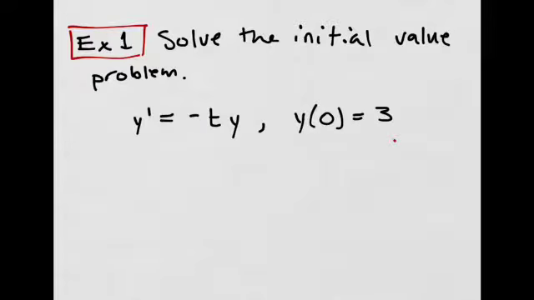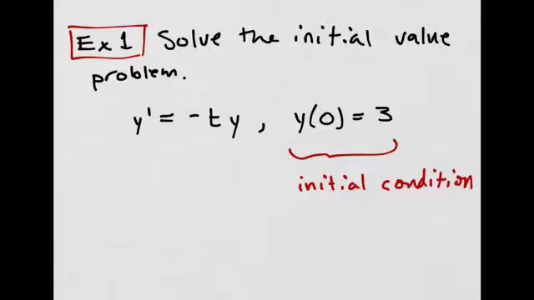So let's look at how to solve an initial value problem, which means we were given a differential equation and a certain condition, an initial condition. That initial condition means that when the independent variable, which is t in this case, is 0, y is going to equal 3. So after we solve, we'll get a c value, and then we can plug this stuff in to figure out what that c value is.